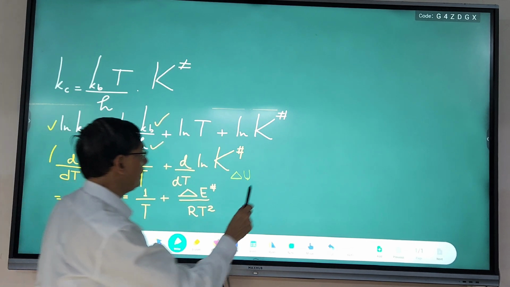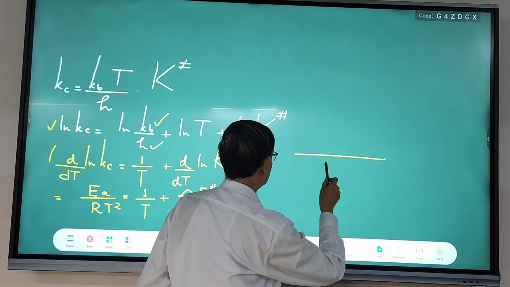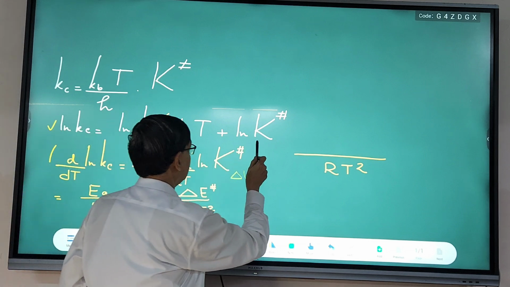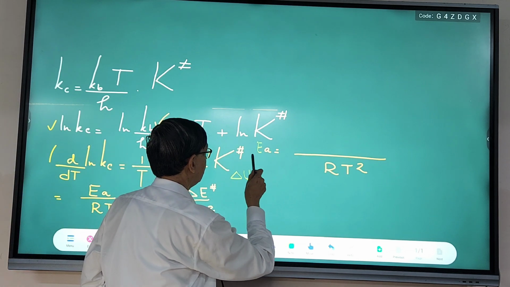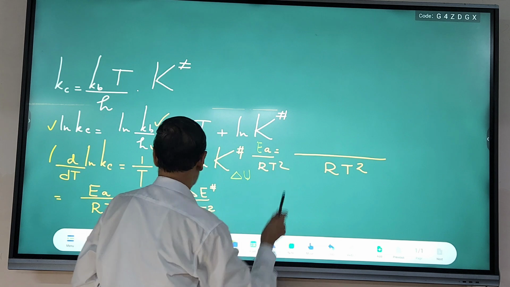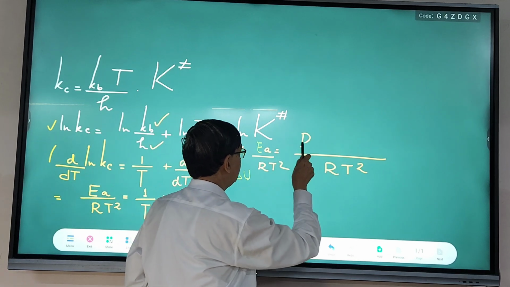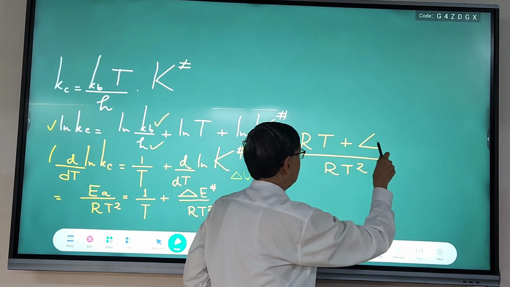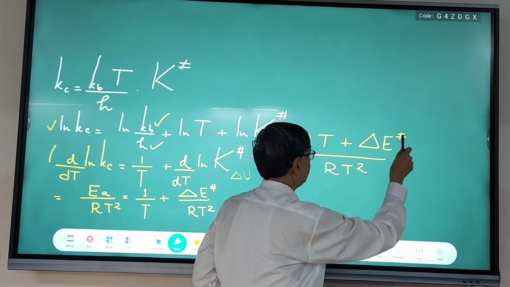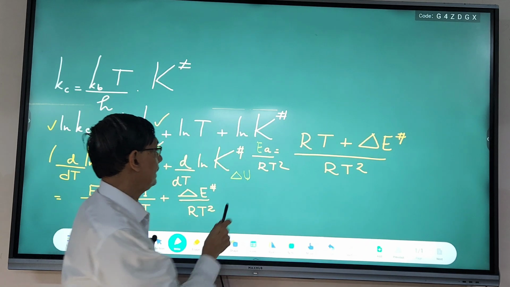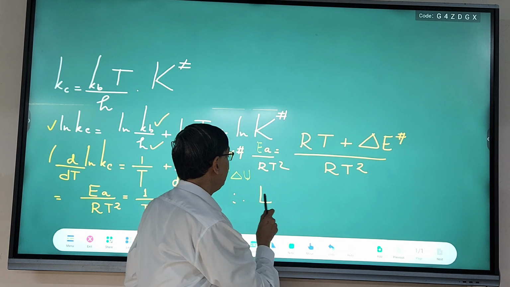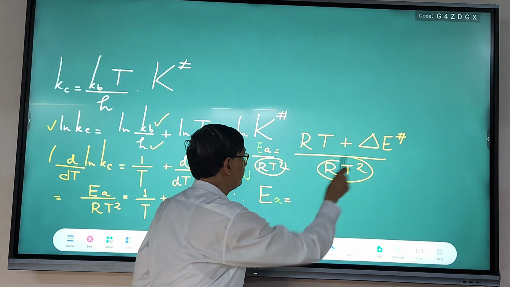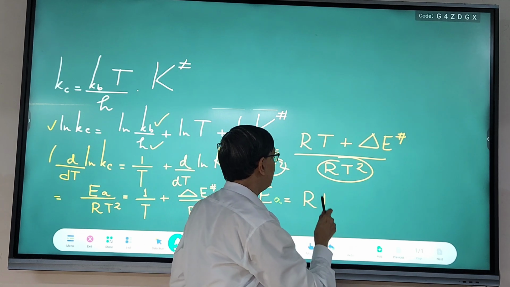Now if I take the LCM, it is simply RT square, this of course EA over RT square. So it is RT plus delta. So what can I write? Finally I can write EA equals RT plus delta E, or delta E by RT.